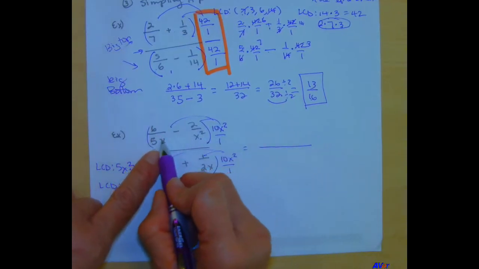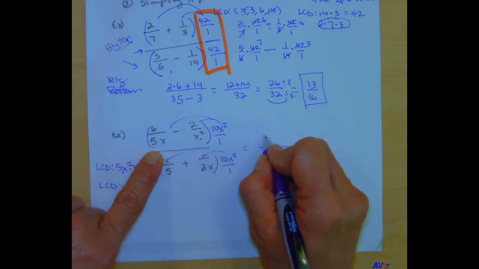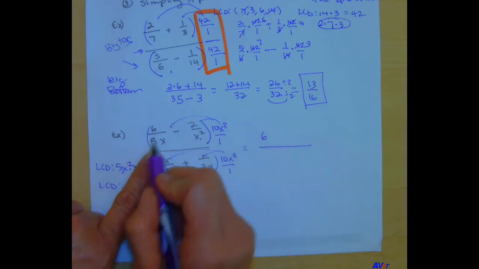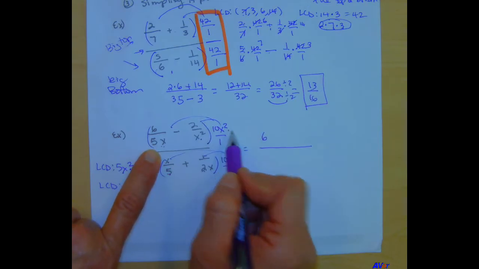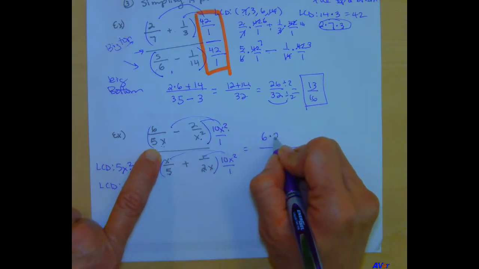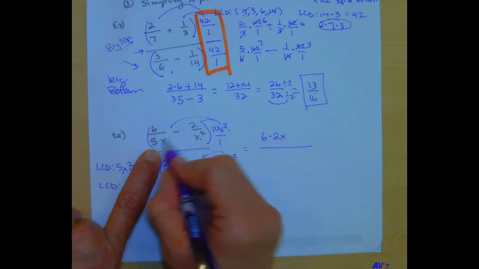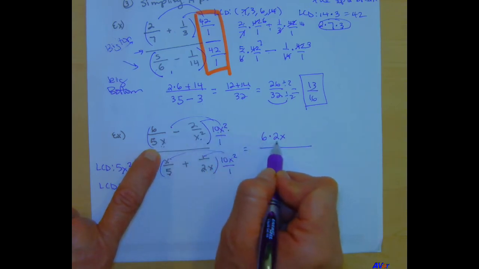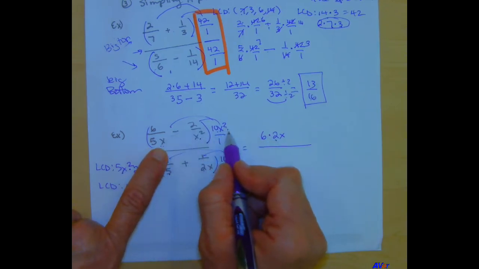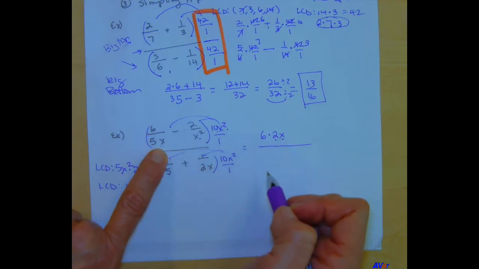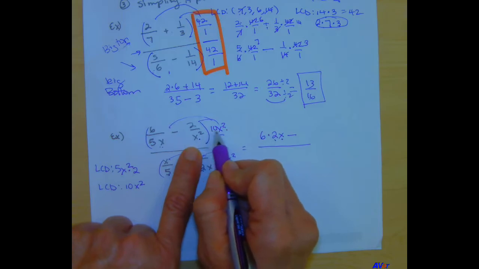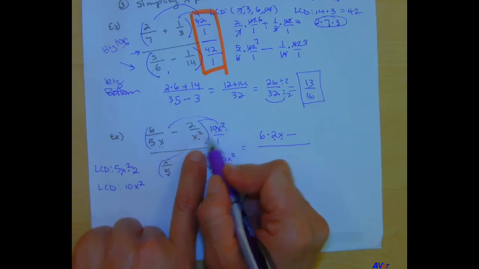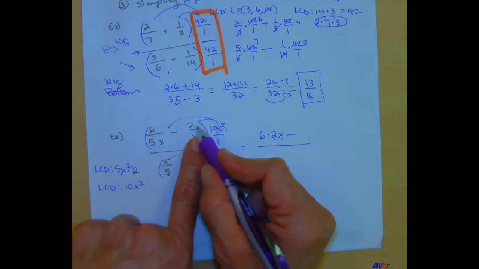So when the 10x squared multiplies this first one, I'm going to have the 6 that I started with. But then the 5x, when it goes into 10x squared, leaves behind a times 2x, right? Because the 5 goes into the 10, leaves behind a 2. The x goes into the x squared, leaves behind an x. Okay? So now I'm at the minus sign. 2 over x squared times 10 over x squared. This time the whole x squared would cancel, and I have 2 times 10.